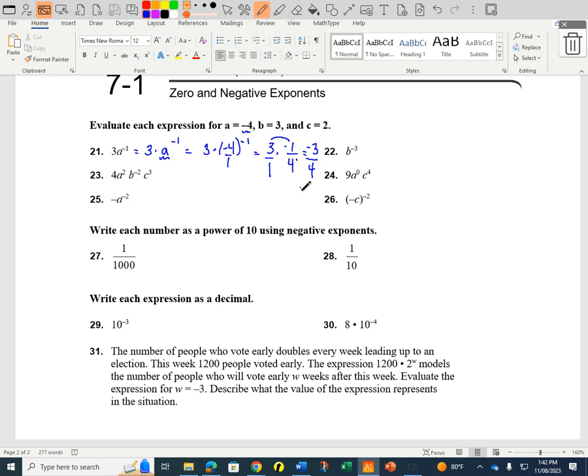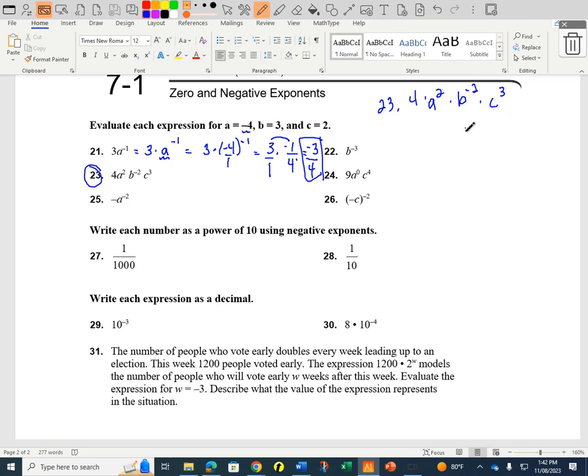All right. Does everybody understand what we're doing here? Let's do one that's a little bit harder. Let's do number 23 together. That's 4 times a squared times b to the negative second power times c to the third power.